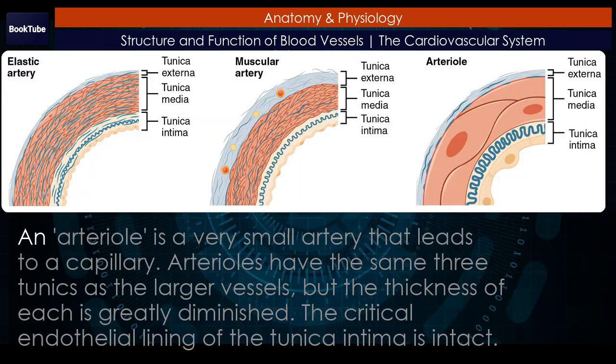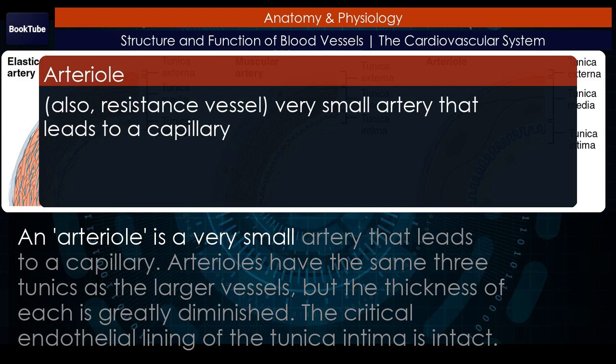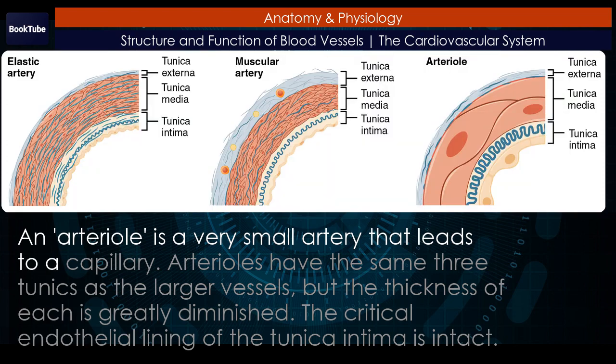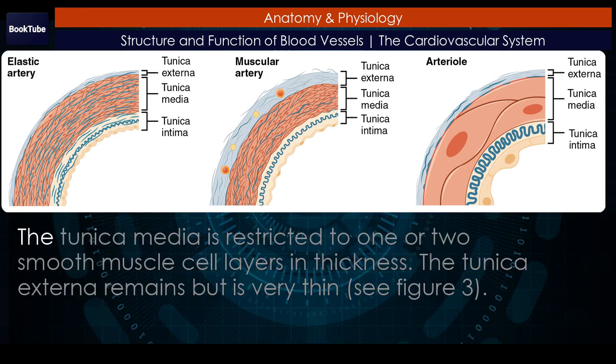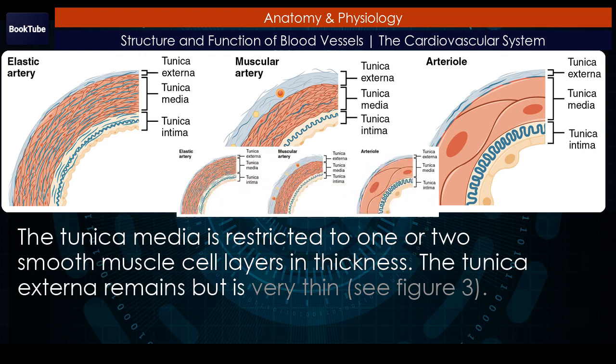Arterioles. An arteriole is a very small artery that leads to a capillary. Arterioles have the same 3 tunics as the larger vessels, but the thickness of each is greatly diminished. The critical endothelial lining of the tunica intima is intact. The tunica media is restricted to 1 or 2 smooth muscle cell layers in thickness. The tunica externa remains but is very thin.